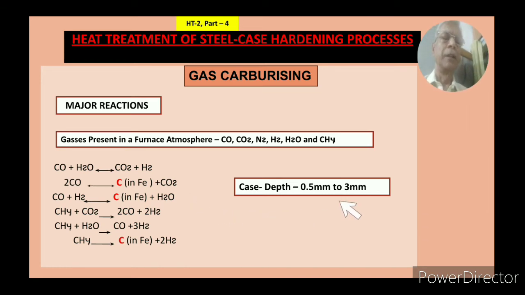Generally, the case depth achieved in this gas carburizing is 0.5 to 3 mm. You can go higher or lower also, but that is not advisable. In general, up to 2 millimeter people are using for all practical purposes, but 3 millimeter you can go. Slightly, the total time will increase because you have to go to a higher depth. So this is all about major reactions which take place and the case depth which can be achieved in gas carburizing.